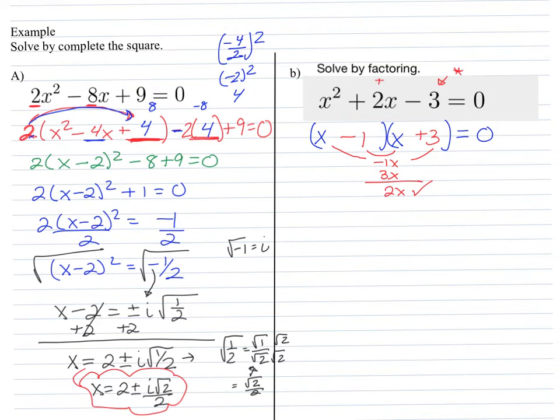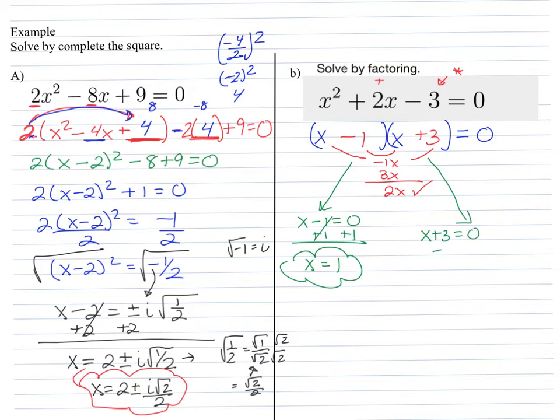Now that I have done that, I could split up and solve each binomial by using the zero product property that says anytime you have binomials being multiplied and equal to 0, you could separate them and solve for each one. So you have x minus 1 is equal to 0. Add a 1 to both sides, and you get x is equal to 1. Same thing for x plus 3. So you have x plus 3 is equal to 0. Minus 3 both sides. x is equal to negative 3. So that is your answer for that one.